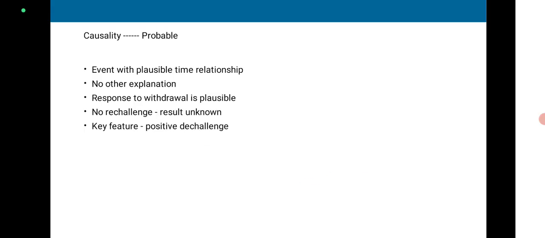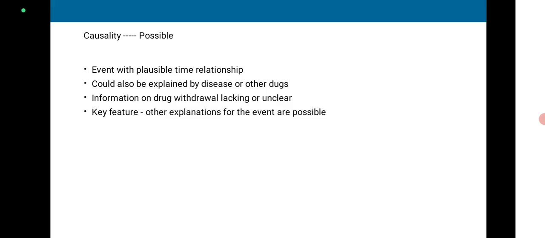The next causality in the WHO scale is probable. An ADR is said to be probable according to the WHO scale when there is an event with a plausible time relationship, there is no other explanation like diseases or drugs, and response to withdrawal is plausible. Re-challenge is not done or the result is unknown, but the key feature is positive de-challenge. Positive de-challenge means once the drug is removed from the body, the ADR is completely abated. That is the key feature of the probable category in causality assessment in WHO.